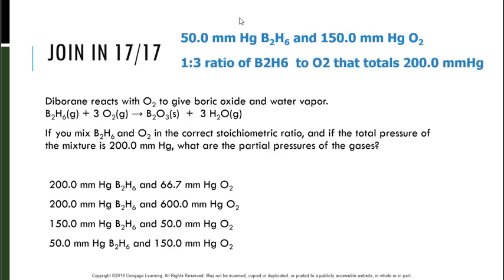We have a 1:3 ratio, and if our total pressure for the mixture is 200, we need to have a 1:3 ratio, so a 50 to 150. Add those two together, it would equal 200.